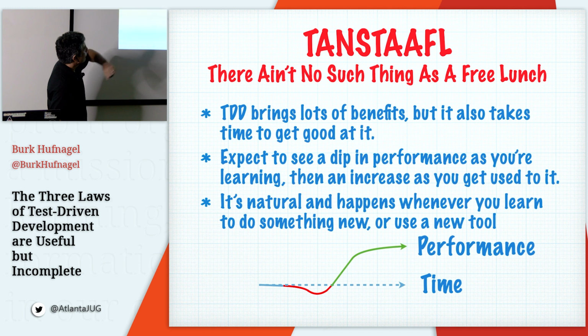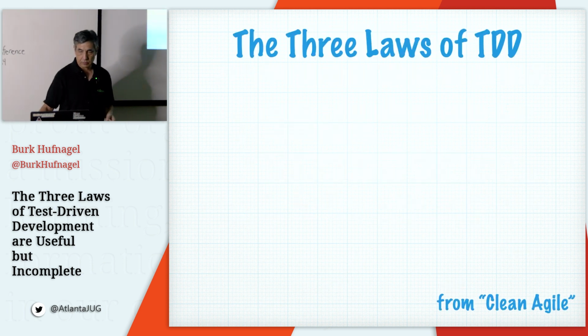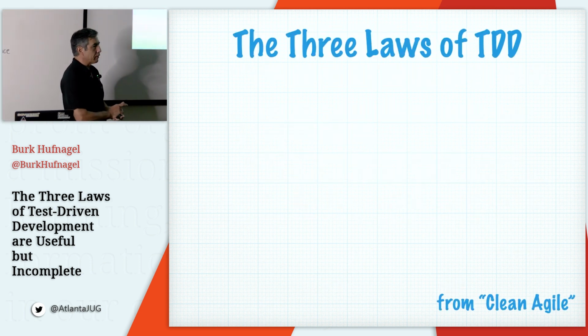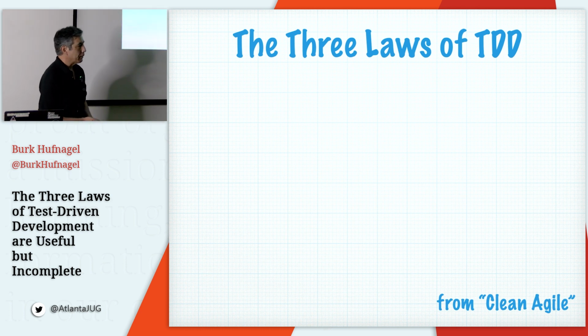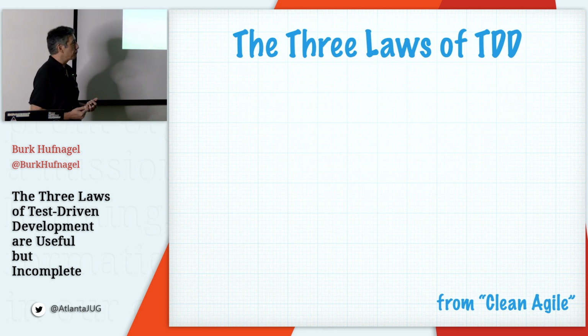Yeah, so that's naturally happening when you try to do something new. Performance over time, we're good. Nice. Okay, so on to the 3 laws. You may have heard of a guy called Uncle Bob, or Robert C. Martin. Uncle Bob came up with the 3 laws of test-driven development and published them somewhere around October 2005.